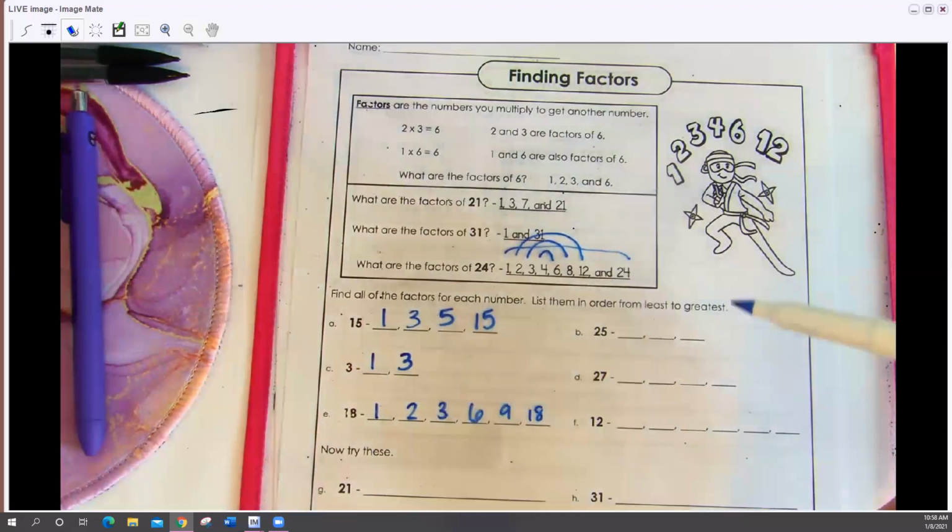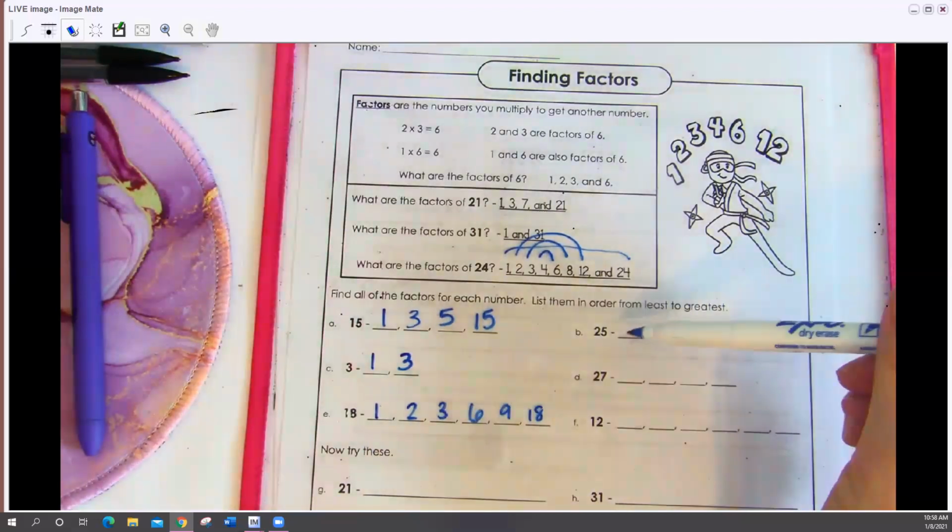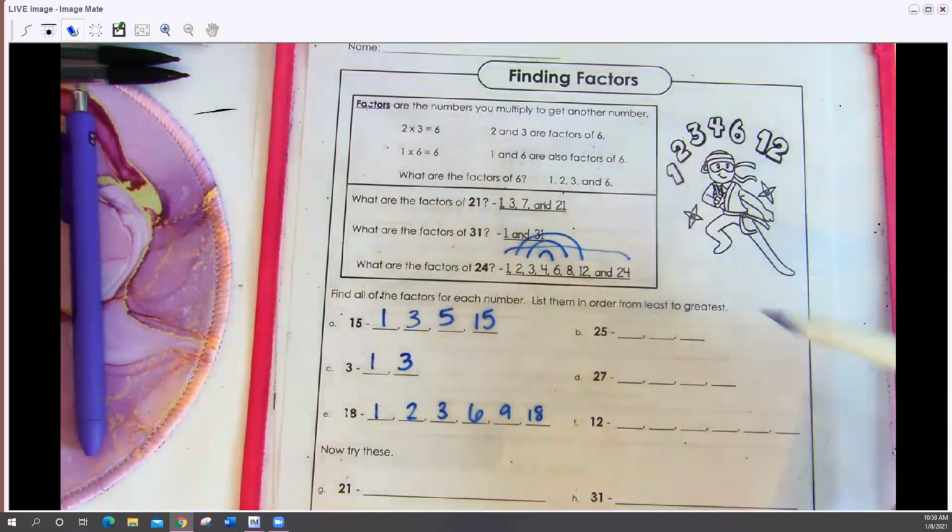When I'm looking at number 25, there's 3 spots for numbers. So I'm going to start with 1 times 25.